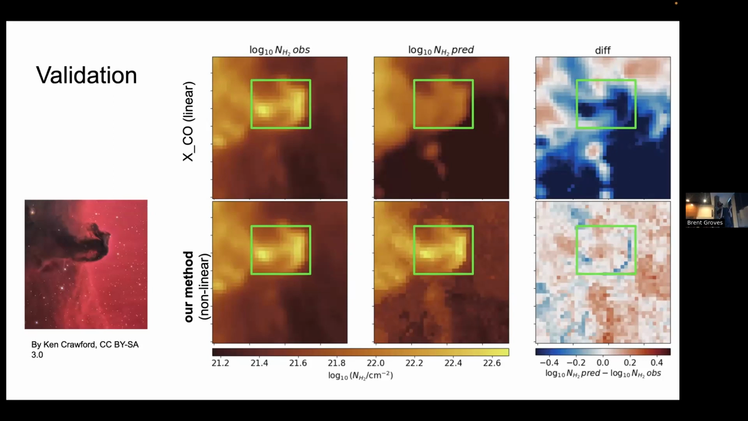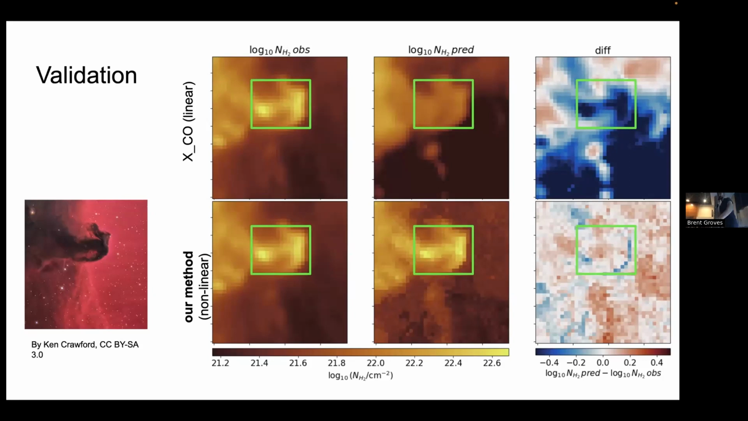And you see that the difference map has a large spread in difference in log space. However, our method is successful in recreating these dense cores. We still have some problems with difference, but the spread in difference is way smaller than the previously known method. So at least for the Horsehead Nebula, our method is actually superior.